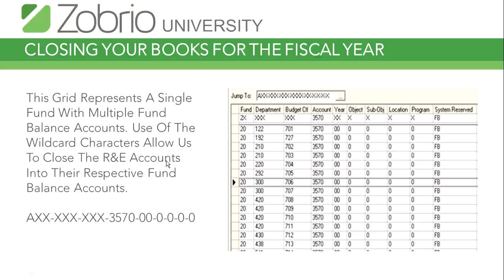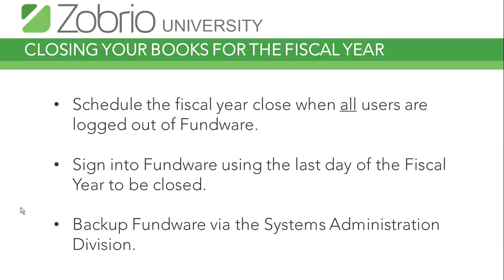Okay. So that's how you can go about identifying your closing ID. A couple things to consider when you go to actually push the buttons and close your books: it's highly recommended that all users be out of Fundware at that time. And that includes all modules, AP, accounts receivable, payroll. You really want to do this when everybody is completely out of Fundware. You do want to sign in with a business date that represents the last day of the fiscal year that you're closing.